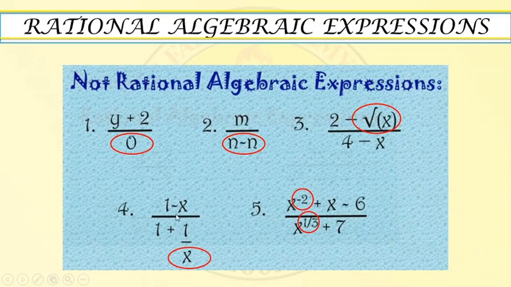Next, 1 minus x over 1 plus 1 over x. Ayan, meron tayong denominator na variable. Okay, so hindi na naman siya rational algebraic expression. Next, x raised to negative 2 plus x minus 6 over x raised to 1 over 3 plus 7. Okay, so hindi na naman siya rational algebraic expression kasi negative exponent and fractional exponent.